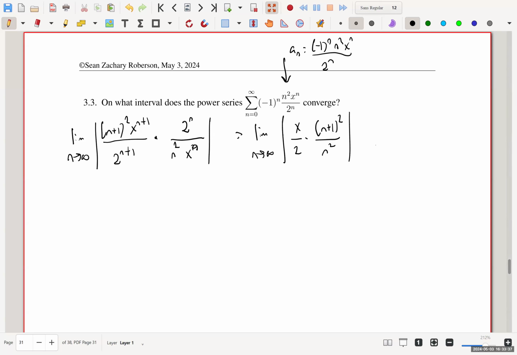This limit only depends on x. Can I pull the x out? You bet, but I got to pull it out in absolute value. And in fact, I can also pull out the 2 as well. And just by using some properties from calculus 1, that limit on the inside is 1. And so we have that this is absolute x over 2, and I want this to be less than 1.